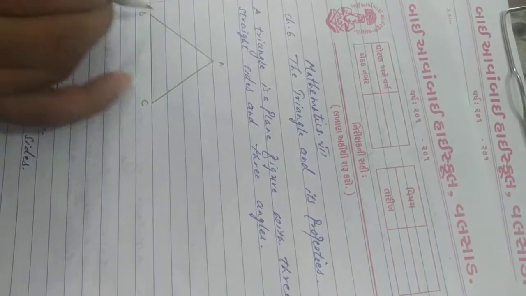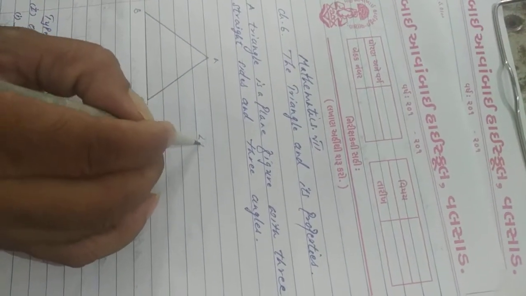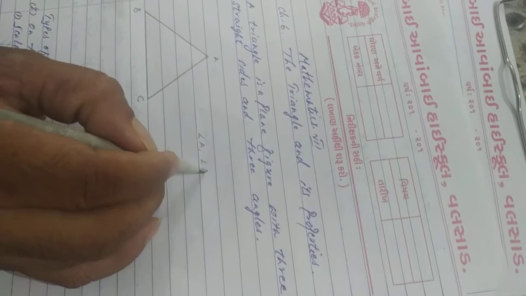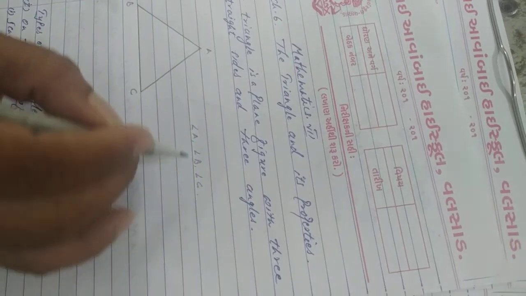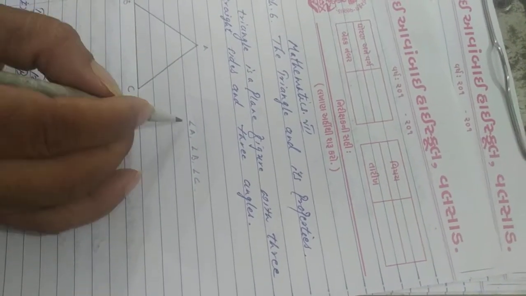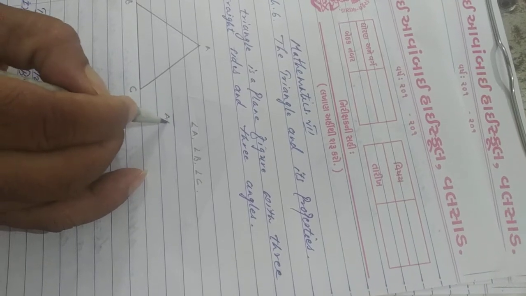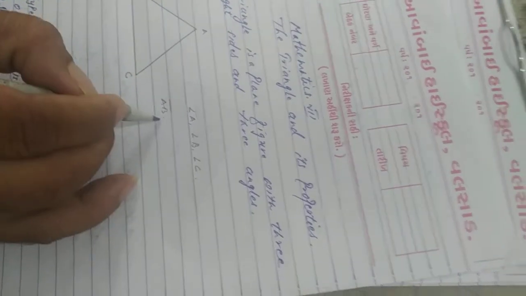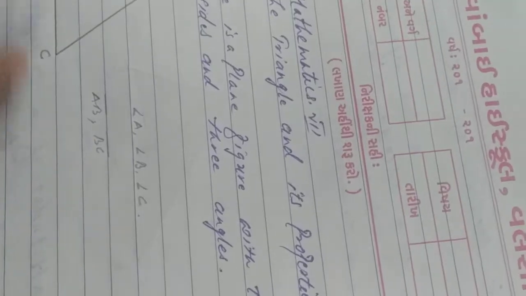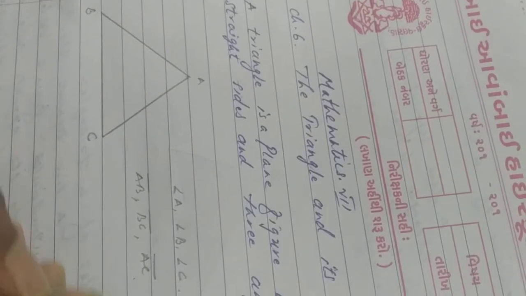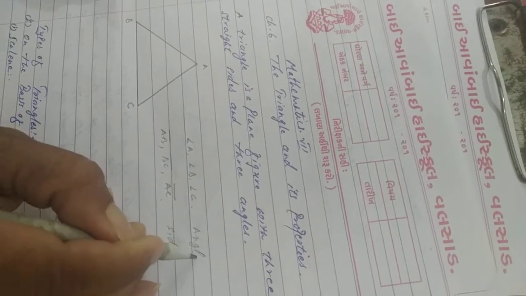See, in the given triangle ABC, angle A, angle B and angle C are the three angles, as well as three different sides: line segment AB, line segment BC and line segment AC. Right, so these are the three sides, these are the three angles.